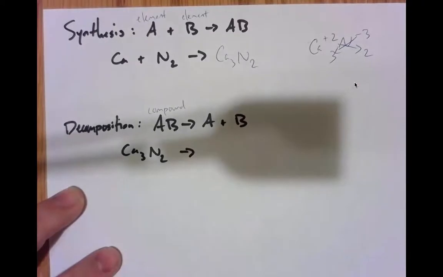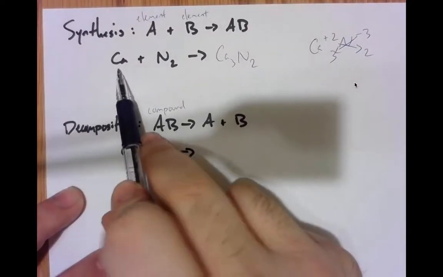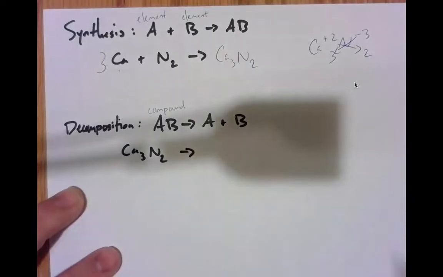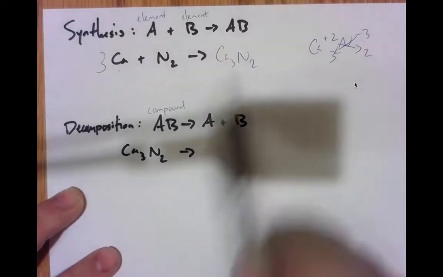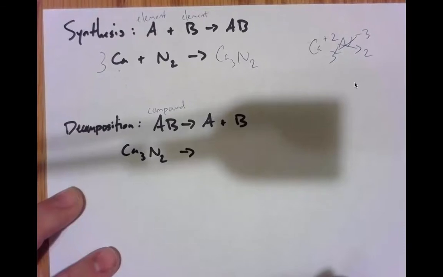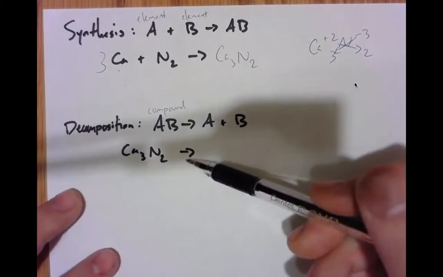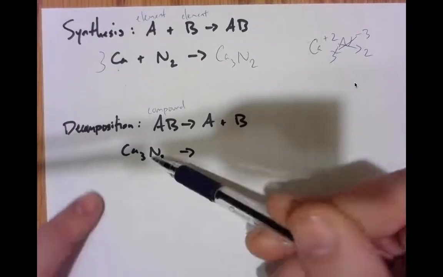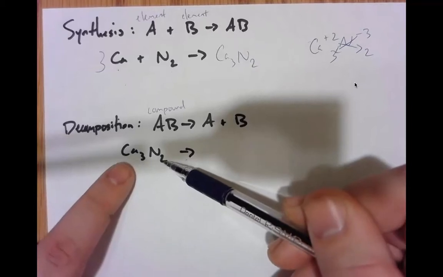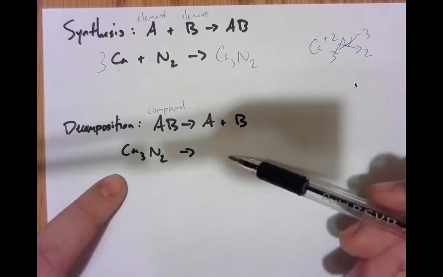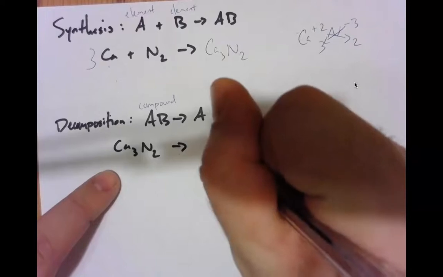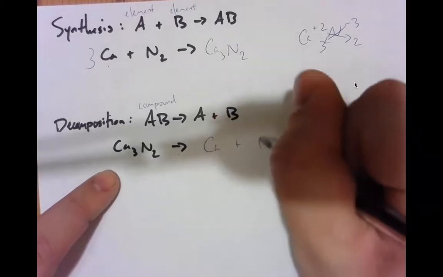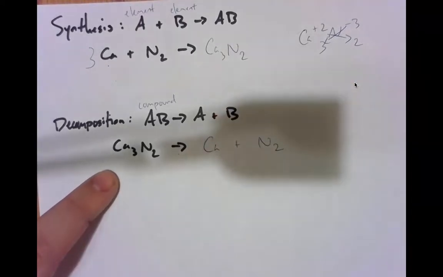Now we go through and balance. We realize there's 1 calcium on the left, 3 on the right. So we add a 3 in front of the calcium. We check the nitrogens, 2 and 2. So we're good. Remember, guys, synthesis and decomposition are opposites. So that means Ca3N2 is just going to be breaking up into its elements. So this can break up into Ca, and it can break up into N2.